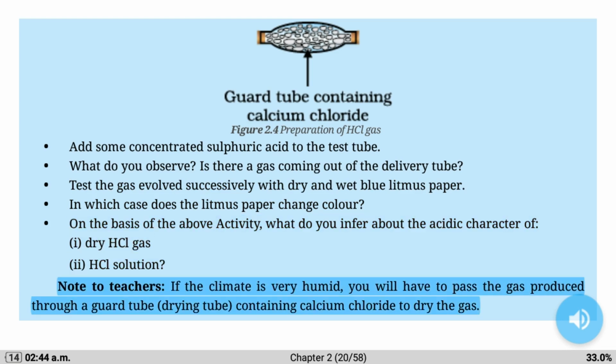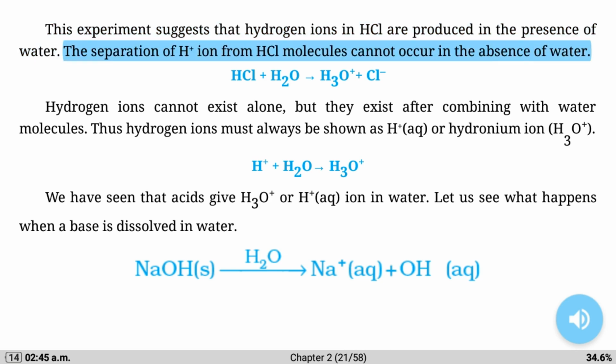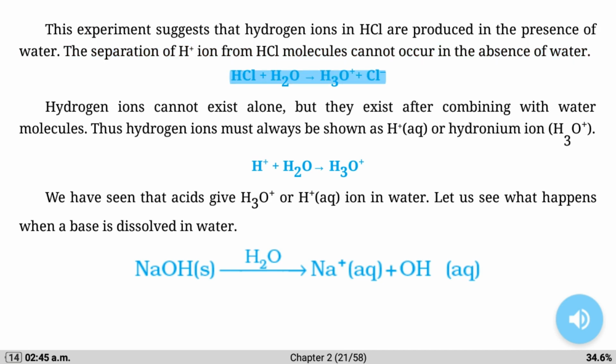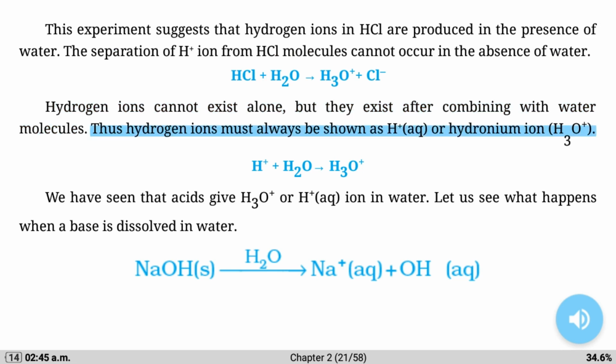Note to teachers: if the climate is very humid, you will have to pass the gas produced through a guard tube (drying tube) containing calcium chloride to dry the gas. This experiment suggests that hydrogen ions in HCl are produced in the presence of water. The separation of H+ ion from HCl molecules cannot occur in the absence of water. HCl + H2O → H3O+ + Cl−. Hydrogen ions cannot exist alone, but they exist after combining with water molecules. Thus hydrogen ions must always be shown as H+(aq), or hydronium ion H3O+: H+ + H2O → H3O+.